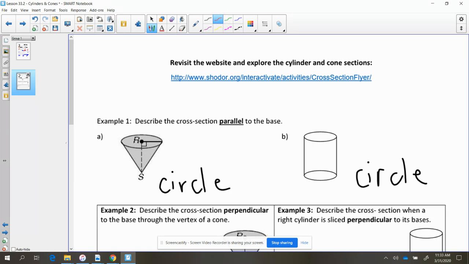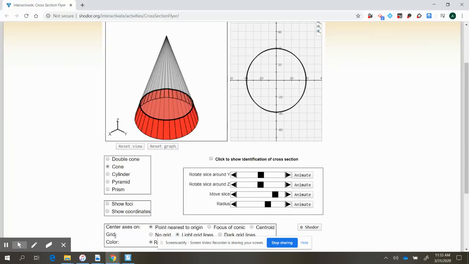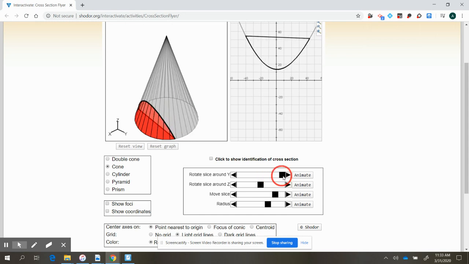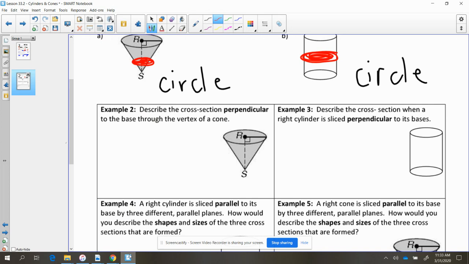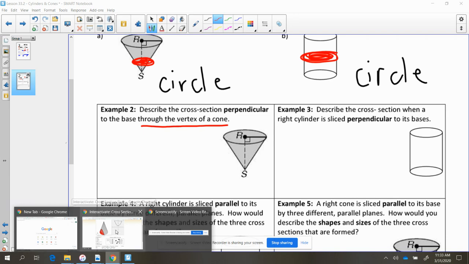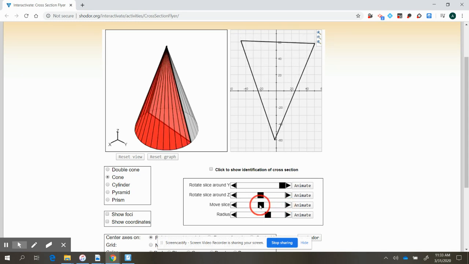Okay, and again, if you want to draw yourself a visual, that circle's coming here. We have the circle here inside of this. Now, if we talk about perpendicular cross sections, notice this picture here. They want us to go through the vertex for this particular cone, because you're going to get a different shape depending on where you're at. We're going to move this slice so that it is through the vertex.